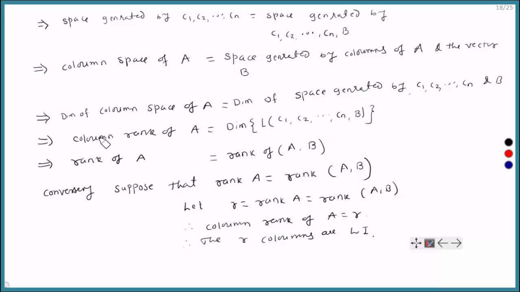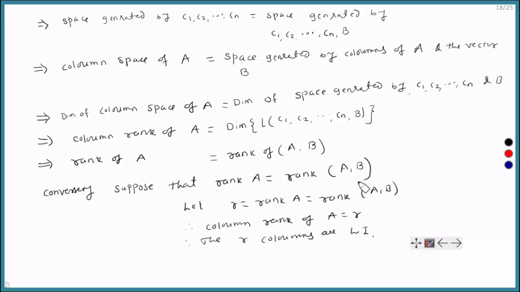This implies that the column rank of A, which is nothing but the rank of A, is equal to the dimension of the space generated by C1, ..., Cn, B. This is A with the new column B added, so this is nothing but the rank of [A|B]. So we have proved that if a system is consistent, that is, Ax = B has a solution, then we must have rank of A equal to rank of [A|B].